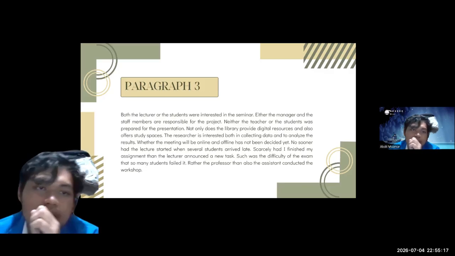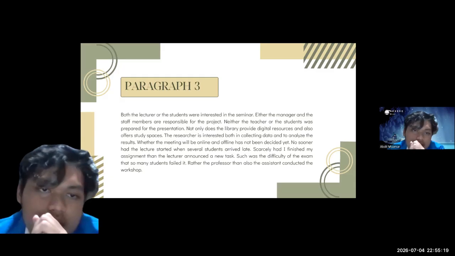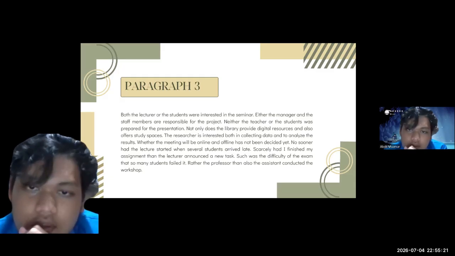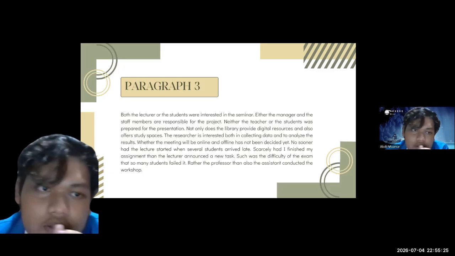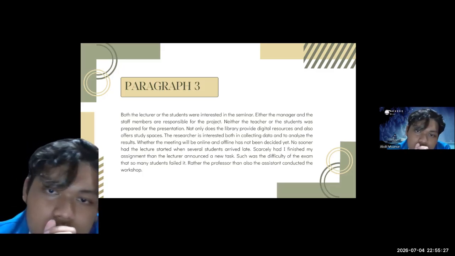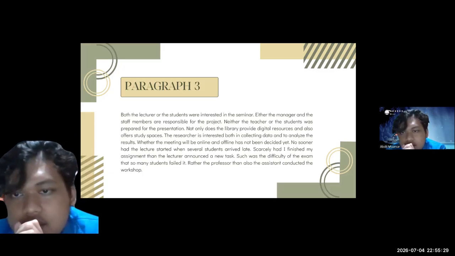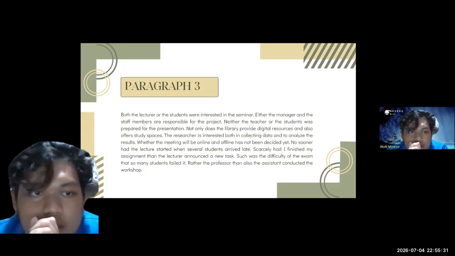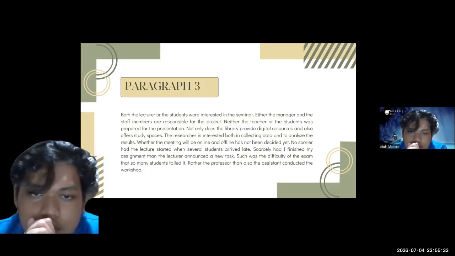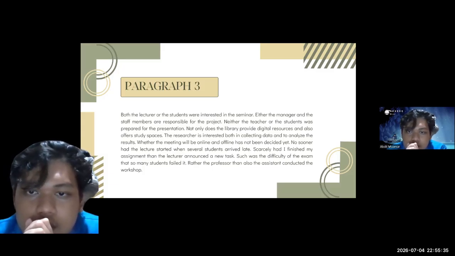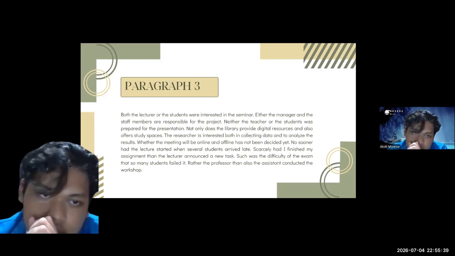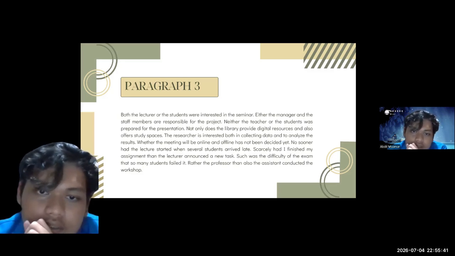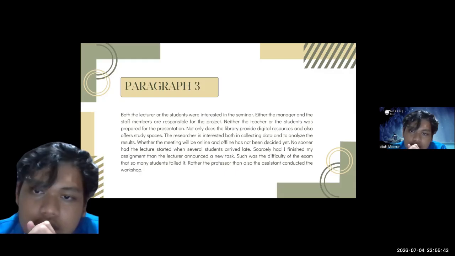Last paragraph, three. Both lecturer or the student were interested in the seminar. Either the manager and the staff member are responsible for the project. Neither the teacher or the student was prepared for the presentation. Not only does the library provide digital resources and also offers study space, the researcher is interested both in collecting data and to analyze the result.